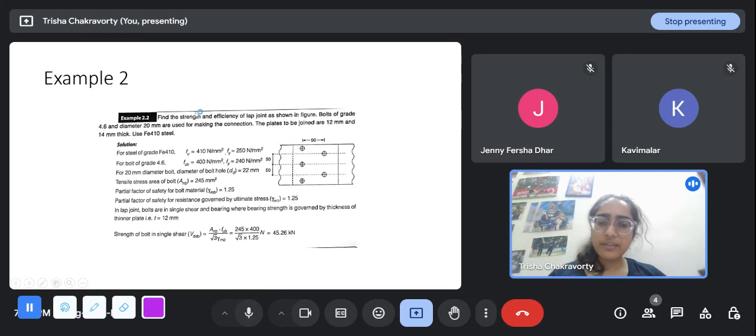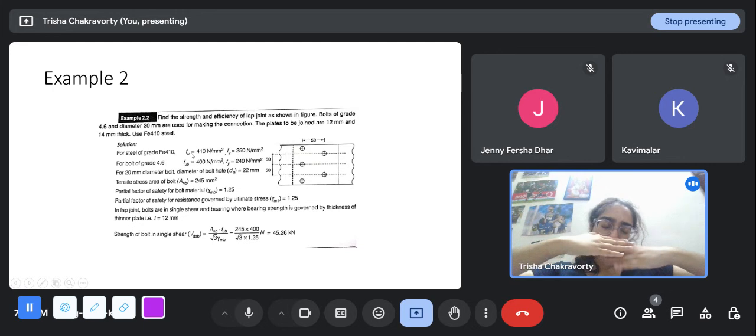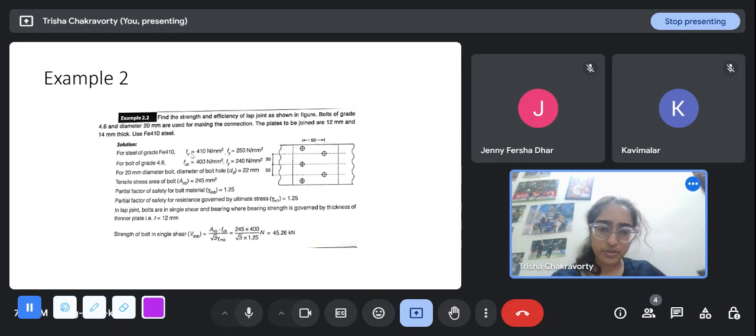Okay, find the strength and efficiency of lap joint as shown here. Bolts of grade 4.6 and diameter 20 millimeter used for making the connection. The plates to be joined are 12 millimeter and 14 mm thick. So this is an overlapping kind of joint. One plate is 12 mm thick, one plate is 14 mm thick. You have to connect them with a 20 mm diameter bolt.